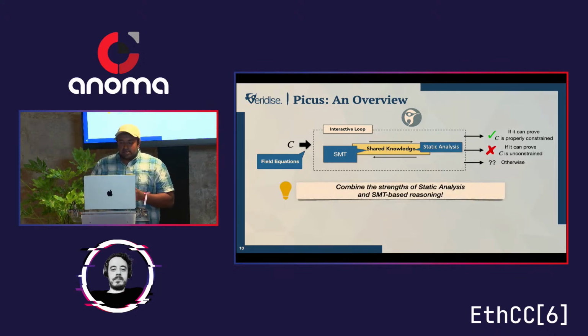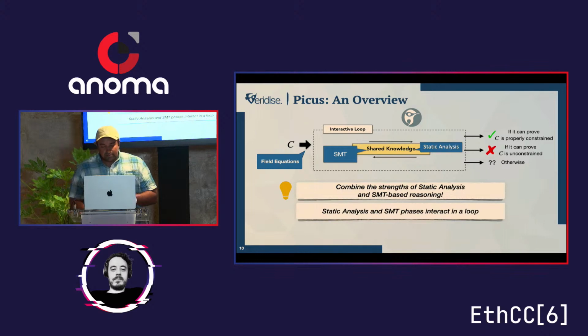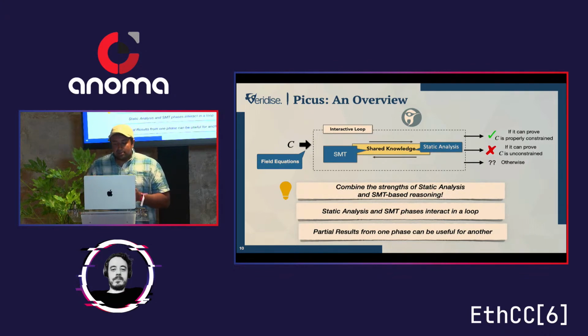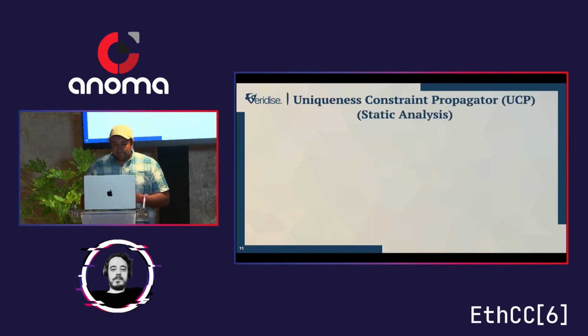So there's three key insights here. First, we're really combining the strengths of both static analysis and SMT-based reasoning. And we do so by having these phases interact in a loop. And the idea is that the partial results from one can help the other, and vice versa. So I'm going to talk about each phase in slightly more detail.